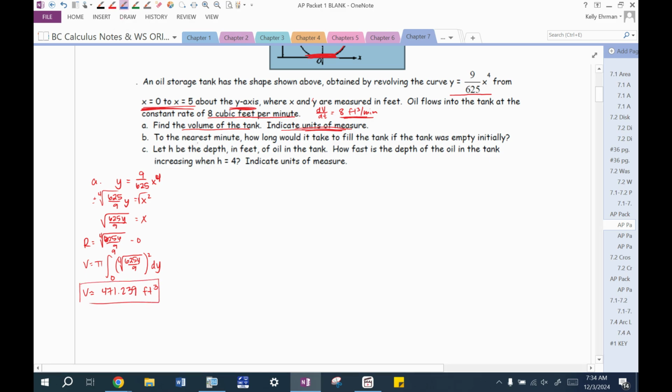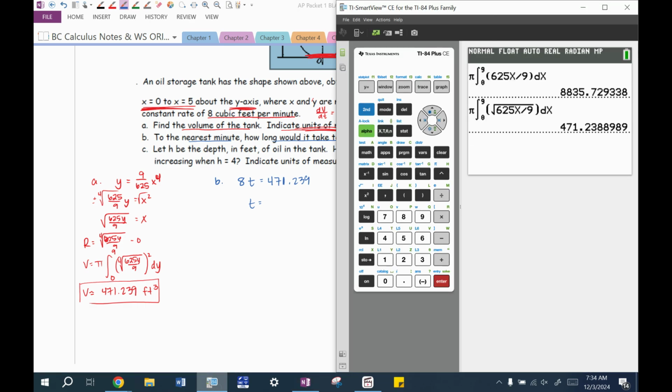All right. Part B, to the nearest minute, how long would it take to fill the tank if the tank was empty initially? So this is not calculus. This is saying we know that the tank is being filled at 8 cubic feet per minute, and we've got 471 cubic feet to fill. So it's going to be 8 times t is equal to 471.239, and we just solve for t. Now, don't use your rounded version. You still have this on your calculator and just divide it by 8. So 58.905.